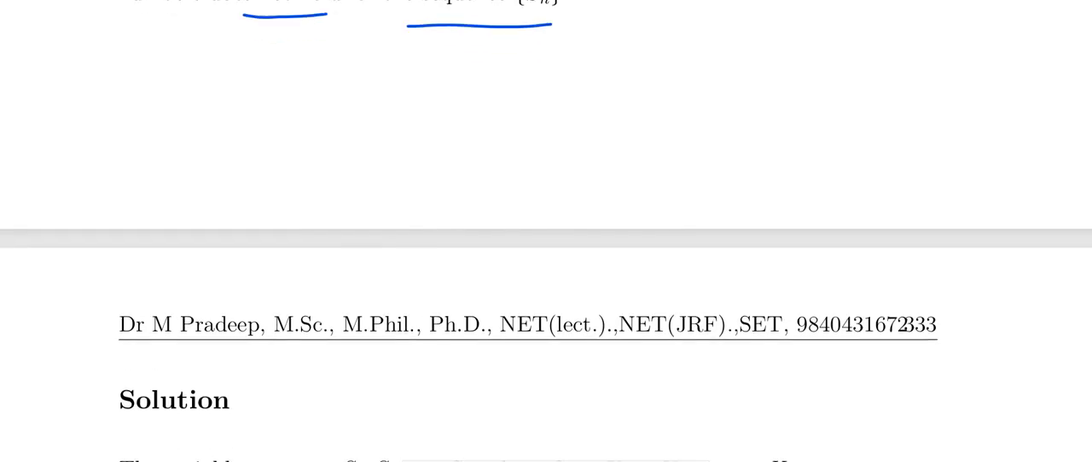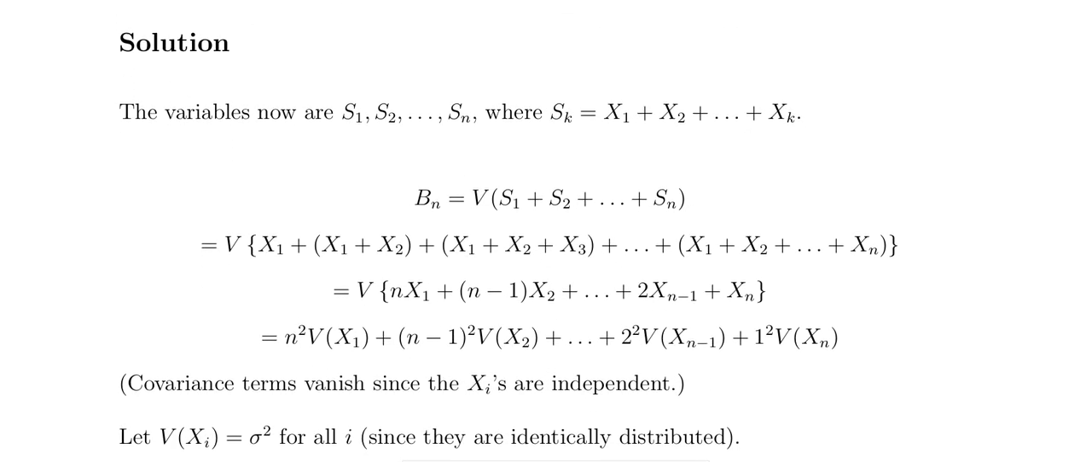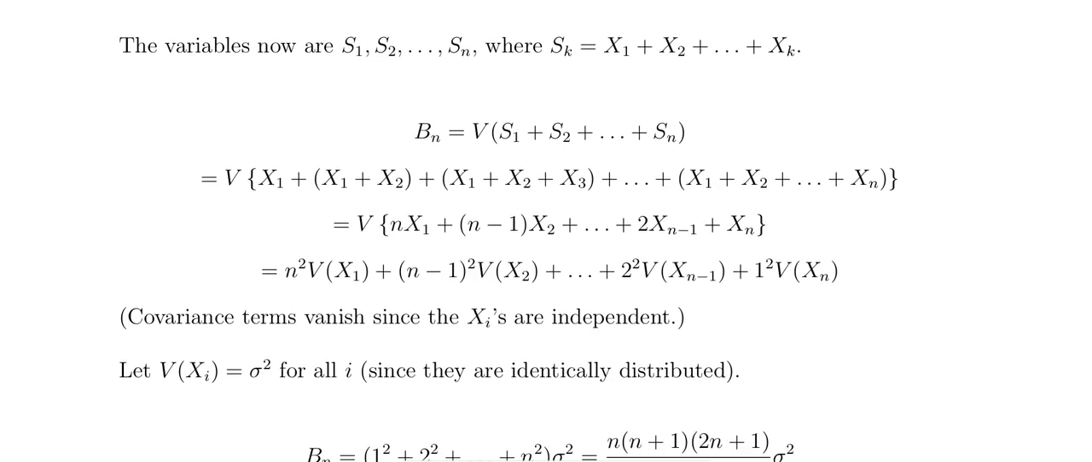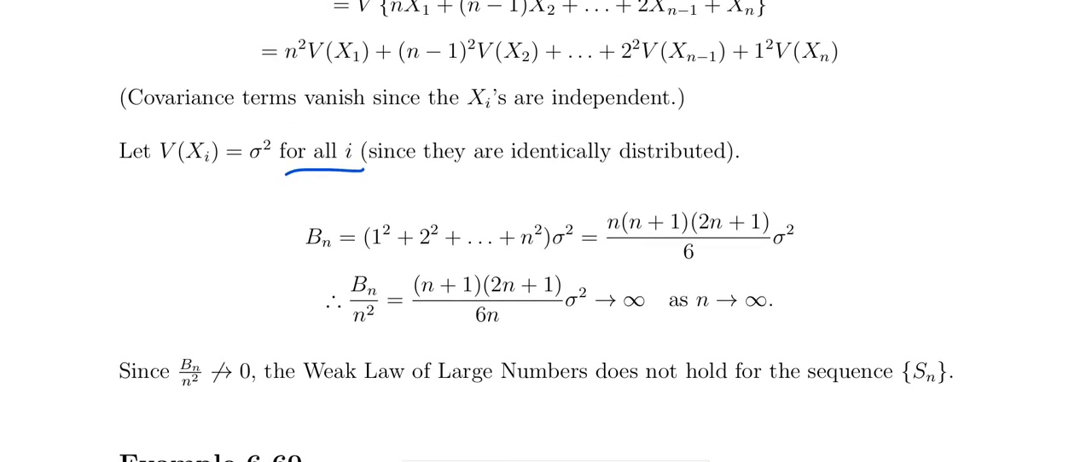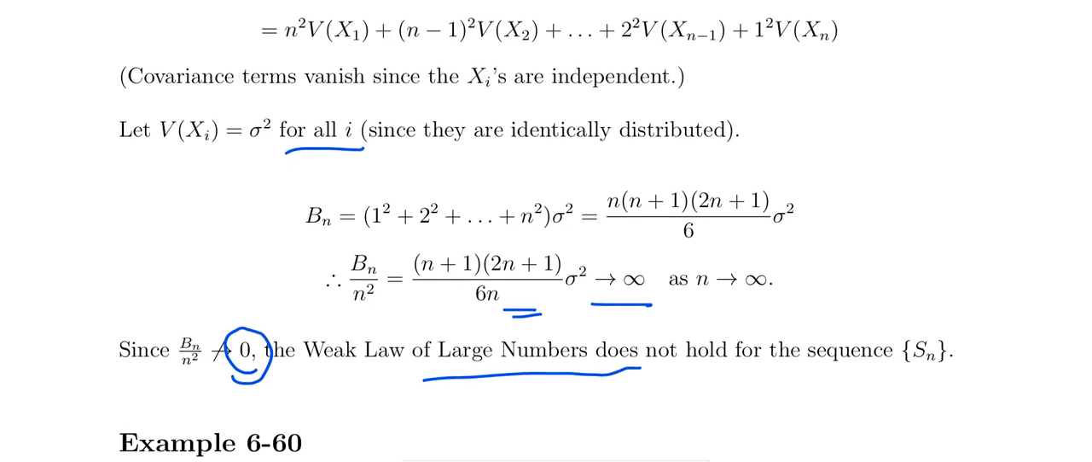Okay, you can remember it as a result or as a proof, either way. So S1, S2, ..., Sn, and Bn is the variance of S1 plus something. If you find the variance of that, you get n x1 plus (n minus 1) x2 plus ... plus 2 x(n minus 1) plus xn, like that. We know the variance formula: n square variance of x1 plus (n minus 1) whole square variance of x2, like that. The variance of xi is sigma square for all i, right? So you get a structure like this for Bn. From this, Bn by n square has a structure that converges to infinity. That means it does not converge to zero, so the weak law of large numbers doesn't hold for Sn.